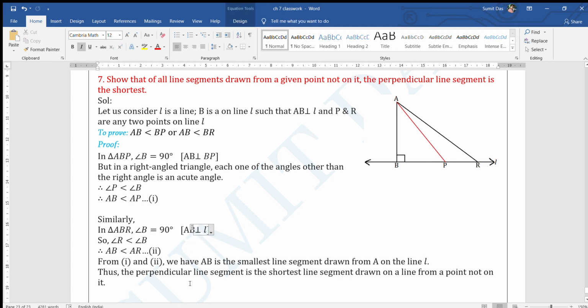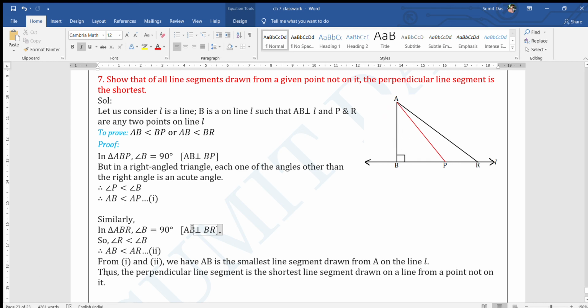From number 1 and 2 we can see AB is less than AP, and AB is less than AR also. You can draw the segment on this side also; I'm drawing on the same side, but it's not necessary. You can check, because in a triangle the hypotenuse is the largest side. So AP is always the hypotenuse, and that will always be bigger than this height.